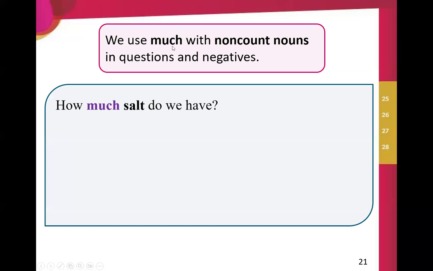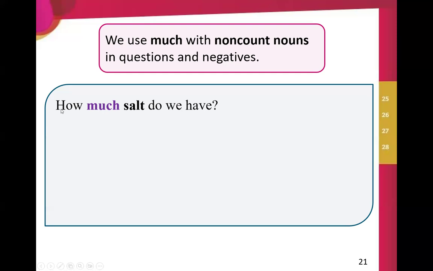Like many, we use much. But many, we use with countable nouns. But much, we use with non-countable nouns. Okay? For example, salt. Salt here is a non-count noun. So we use much instead of many. We cannot use many.